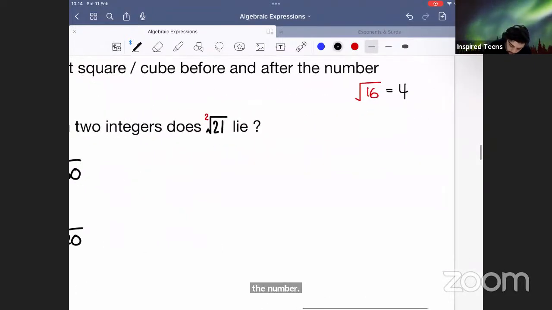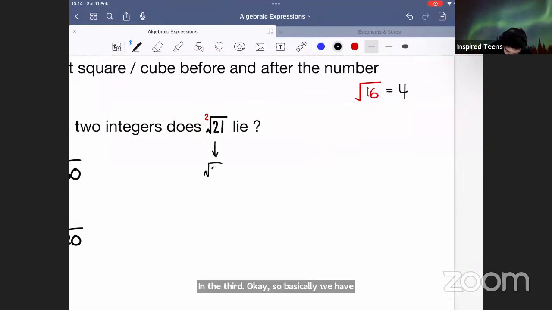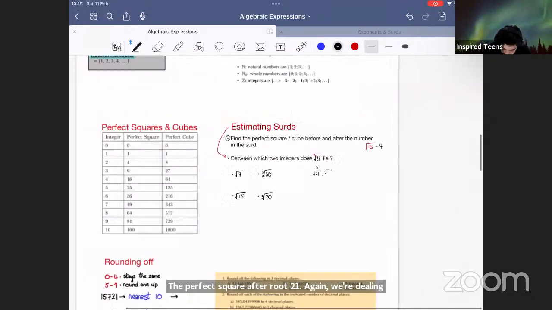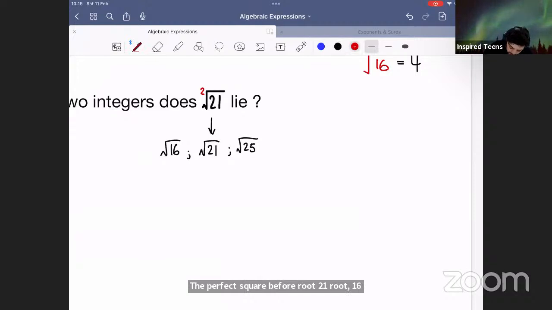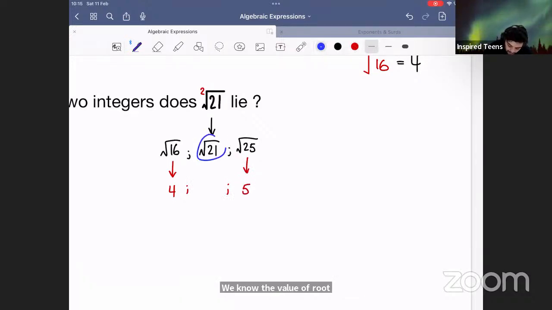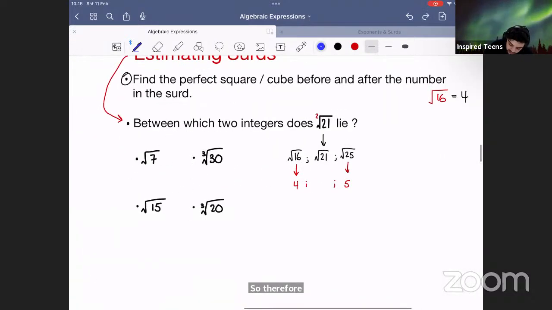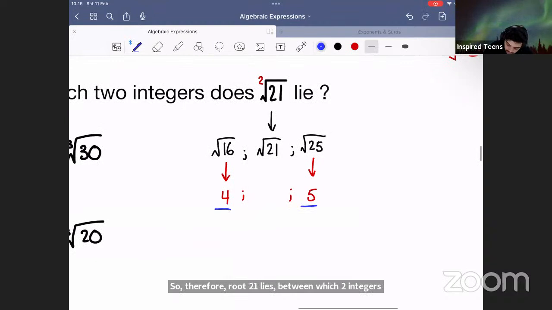Okay, so basically, we have root 21. The perfect square after root 21 would be root 25. That's the perfect square after root 21. The perfect square before root 21 is root 16. We know the value of root 16, that's 4. We know the value of root 25, that's 5. So therefore, root 21 lies between which two integers? Integers 4 and 5.